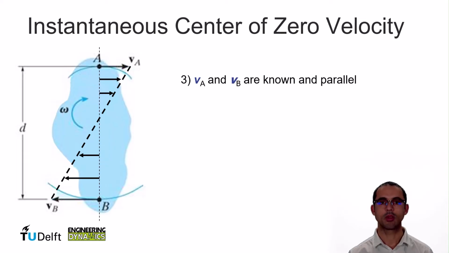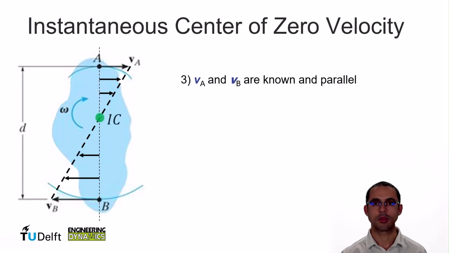For this example, the velocity field along the rigid body must look like this. Looking at this velocity field and recalling that at the IC the velocity is instantaneously zero, the location of the IC can be visually determined. Note, however, that this visual determination would only work if vectors VA and VB would be drawn with their length proportional to their magnitude. And we know that this is not usually the case.